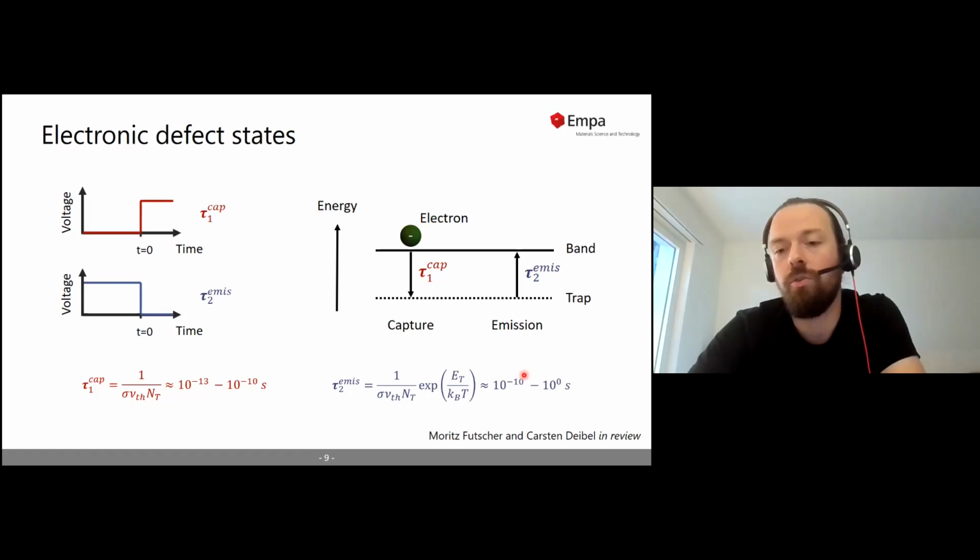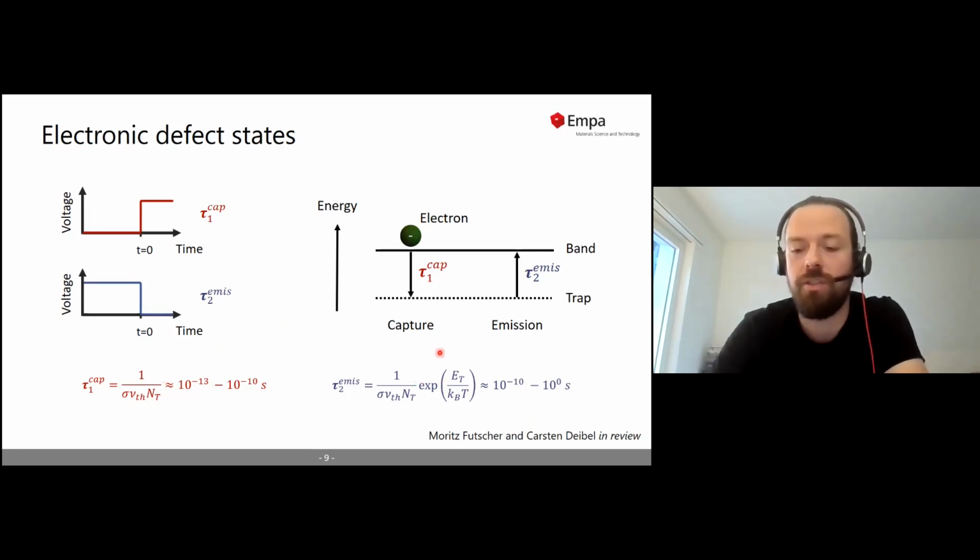And if we now assume typical traps which were reported for perovskites, from more or less 100 millielectron volts to, let's say, 0.6 electron volts here, we would have a very large variety of timescales. But if we look at these two, there's one clear trend: the emission is slower than the capture, which is related to this exponential function which we have here.